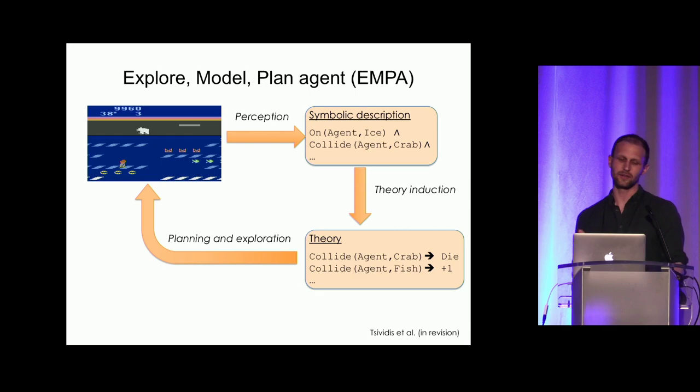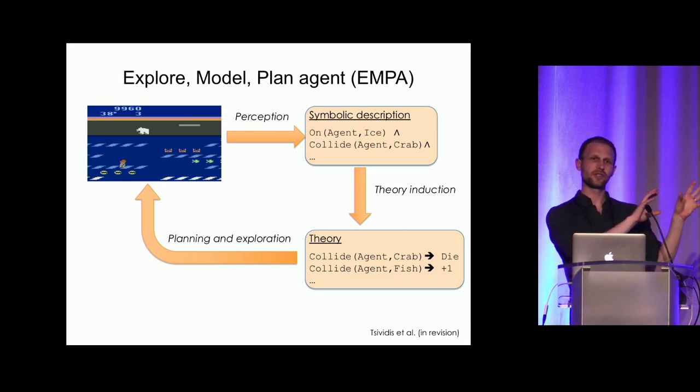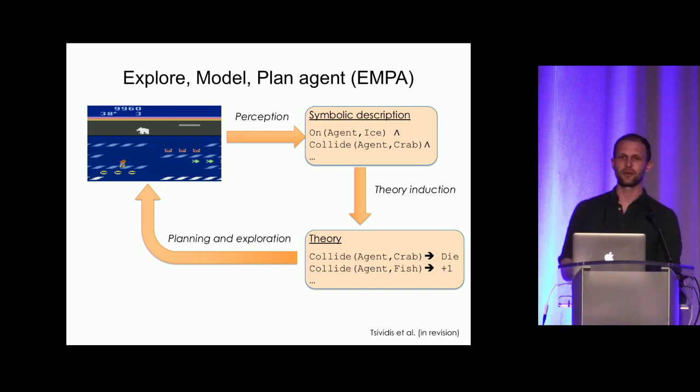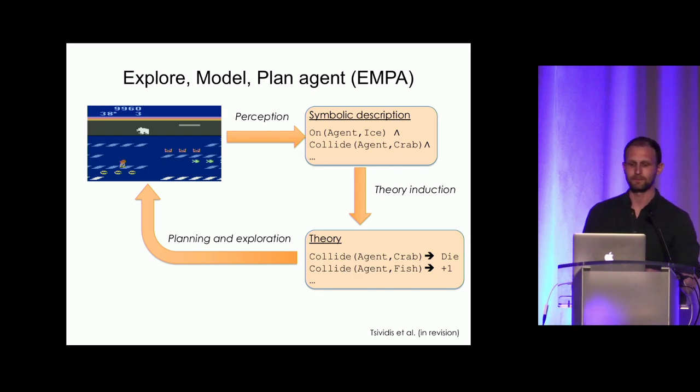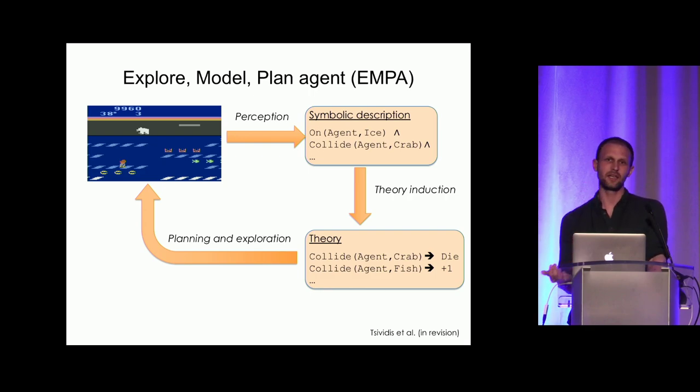So the idea here is as follows. You get some pixels, and you first have to transduce the pixels into some kind of symbolic description consisting of objects and their relationships. So there's an agent that's standing on ice, and there's an agent that collides with a crab, and so on. And then from those logical symbolic descriptions of a scene, you can do theory induction, where you're trying to invert a generative model, a generative program that produced the gameplay experience.